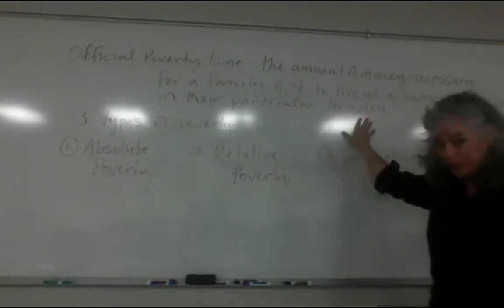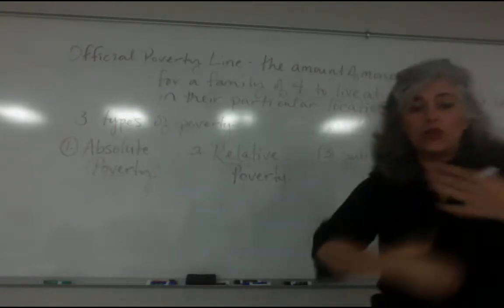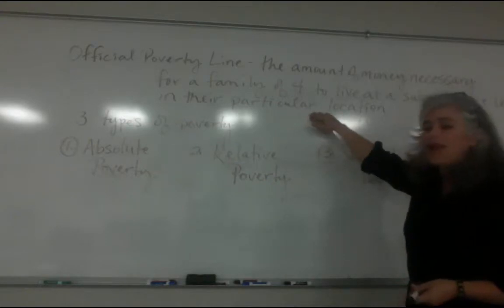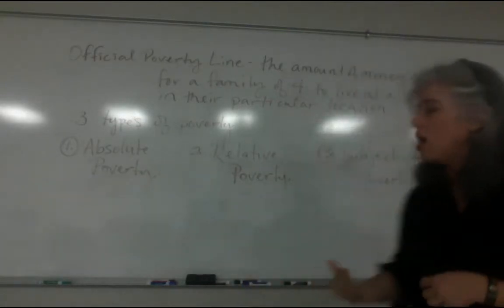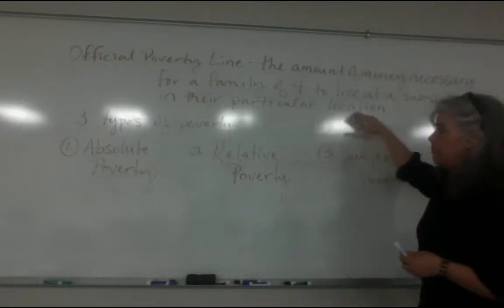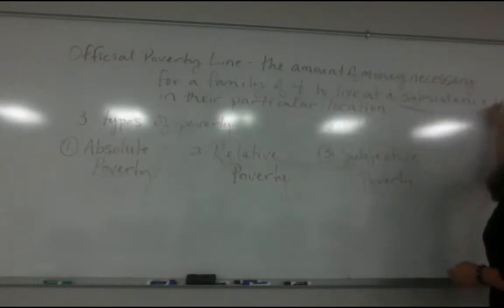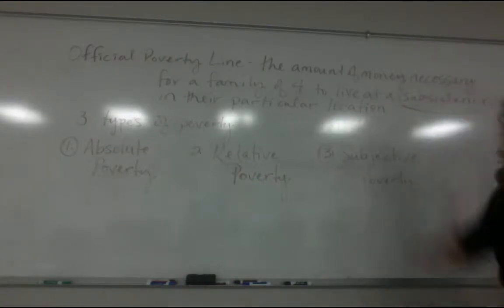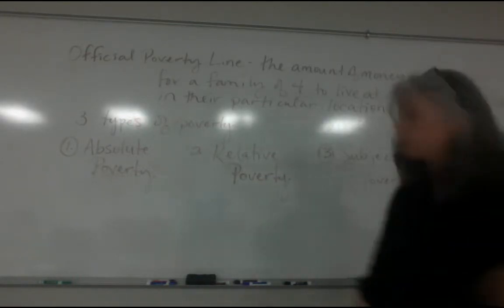Because prices are different, not just for rent, like in the example I gave you, but for food, for transportation, for insurance, et cetera. The cost of living, which we're going to talk about a lot in class together, changes from place to place. And therefore, the amount of money necessary to keep a family at a subsistence level, here's that college level word again, is very different from one place to the next.